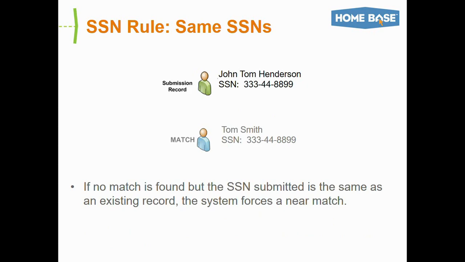Here's an example of a student with the same social security number as one that's already in UID. If no match is found but the social security number submitted is the same as an existing record, the system again forces a near match decision, sends it back to the user for the user to decide, is this the correct student or not?